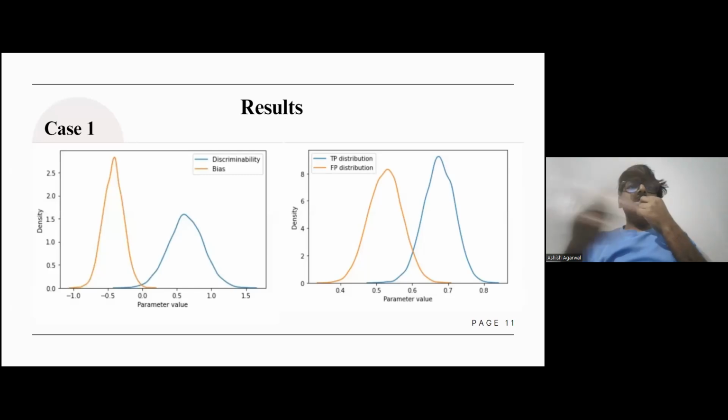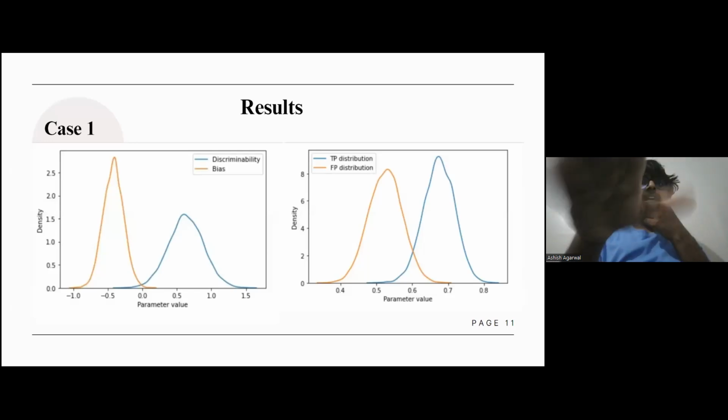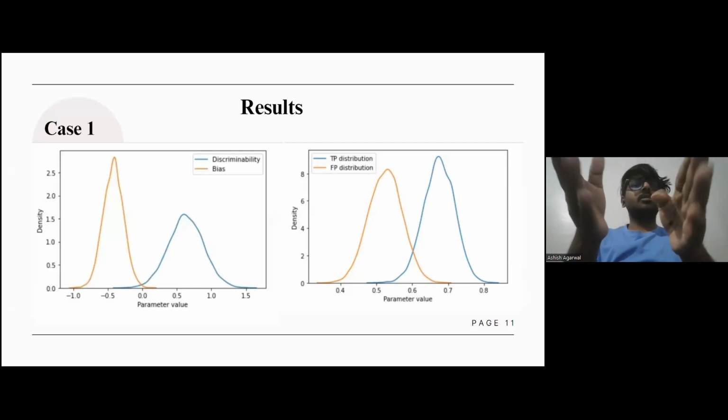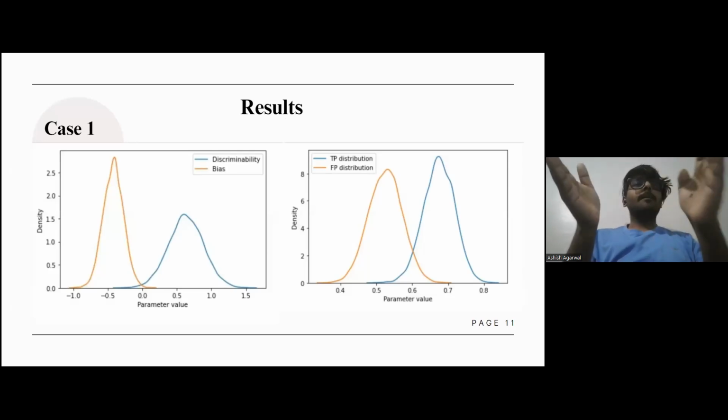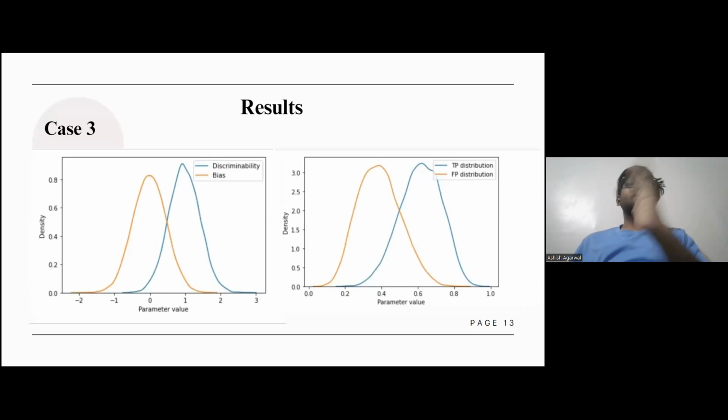And in the results we can see the same results here. On the left hand side is discriminability and bias, on the right hand side we have the TP and FP distributions. For the first case you can see discriminability is around 0.5, so it's a pretty good, moderate model. Bias is on the negative side, not good. For the second we have discriminability around 0, and bias is around negative. And in the final case you can see discriminability at 1, that's very good. Bias is again 0, that's pretty good.